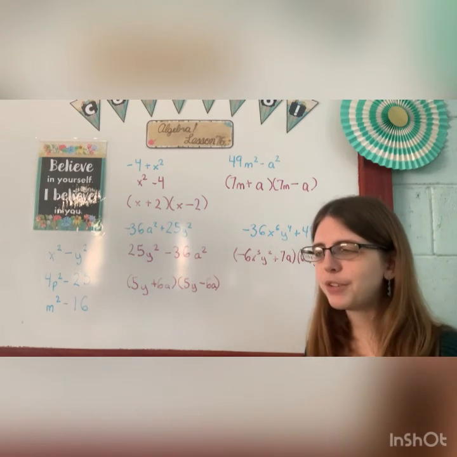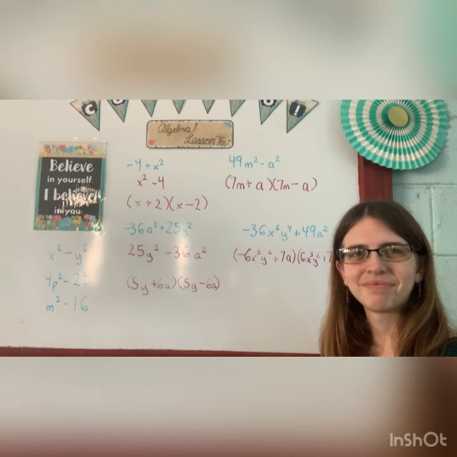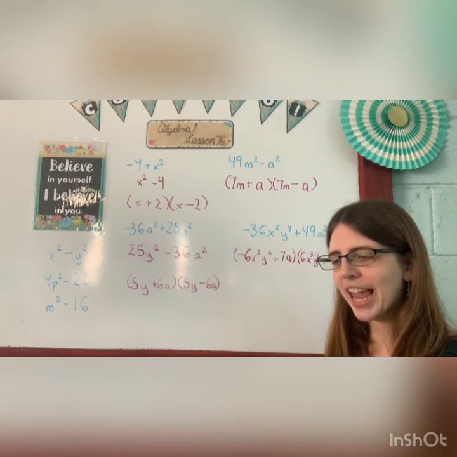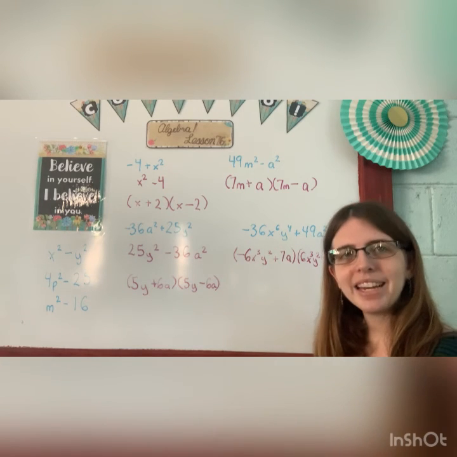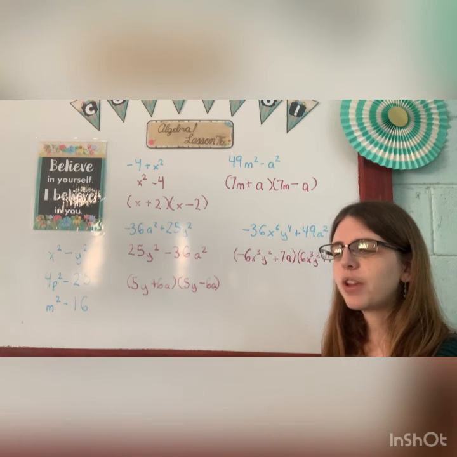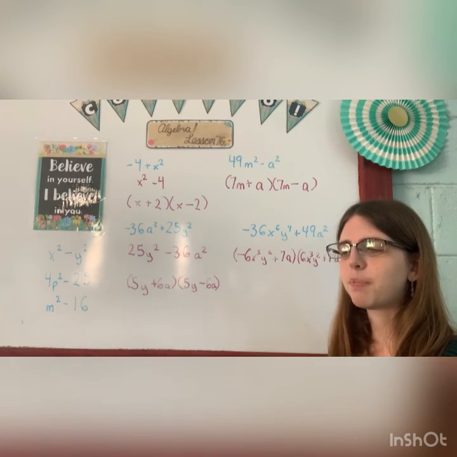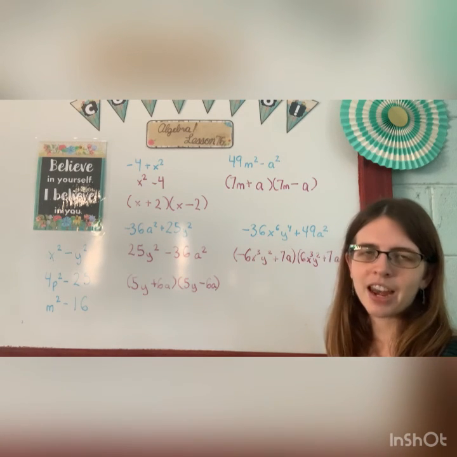All right, pause now and do your practice, top of page 276. Okay, you should be back now. Letter A, you have 8x plus 9y times 8x minus 9y. Letter B, you could have it either of these two ways: negative 5 plus 10m times positive 5 plus 10m, or 10m minus 5 times 10m plus 5.